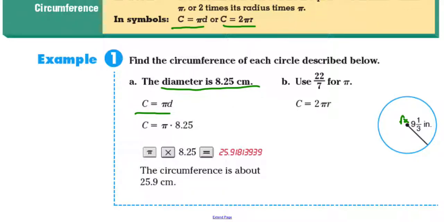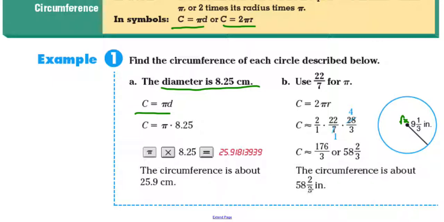So going back to that problem, circumference equals 2 pi r. We simply substitute the values for pi and the radius, and we do a little bit of cross canceling: 2/1 times 22/7 times 28/3. So the approximate value for circumference is 176/3, or 58 2/3 inches. So the circumference is about 58 2/3 inches.